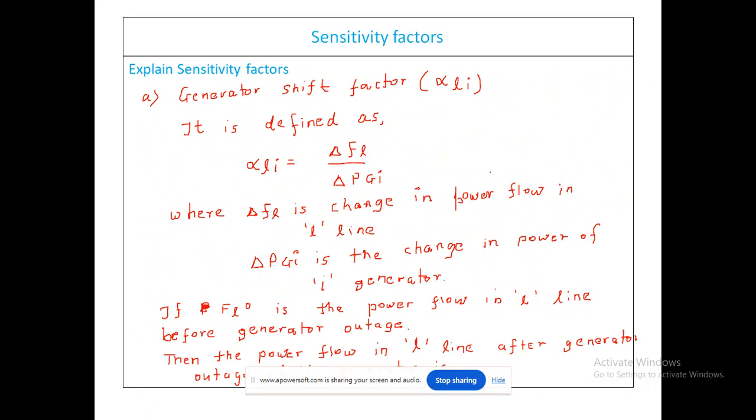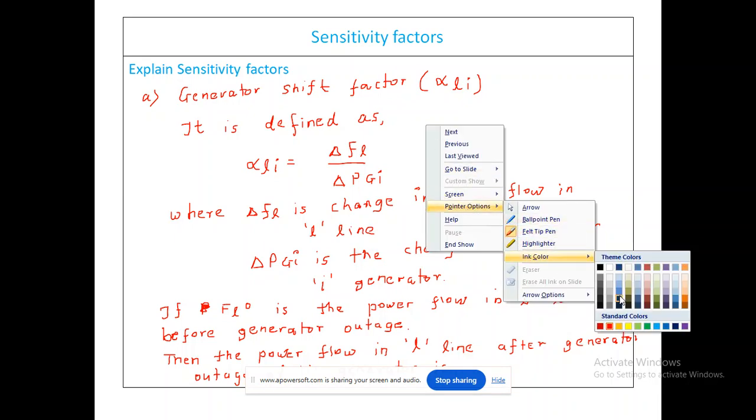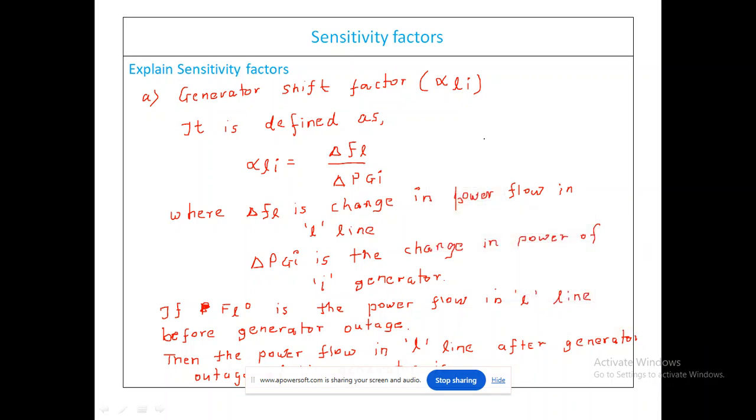So this is the generator shift factor. How is it defined? You can see here it is defined as alpha Li equal to delta FL divided by delta Pi.